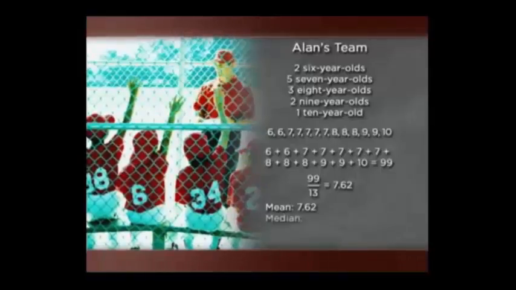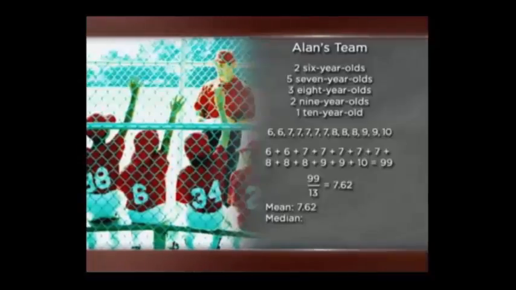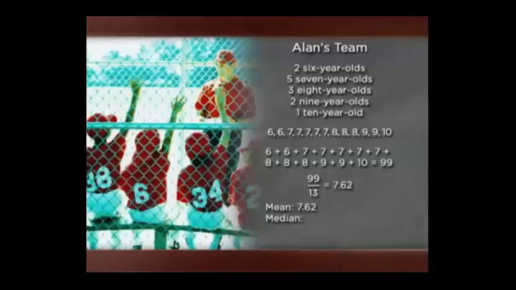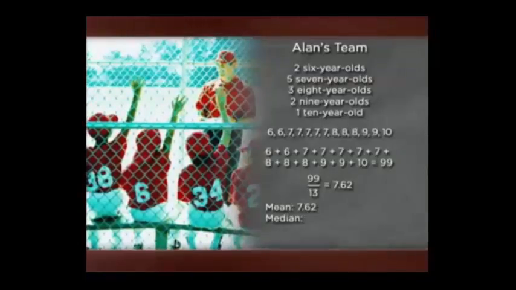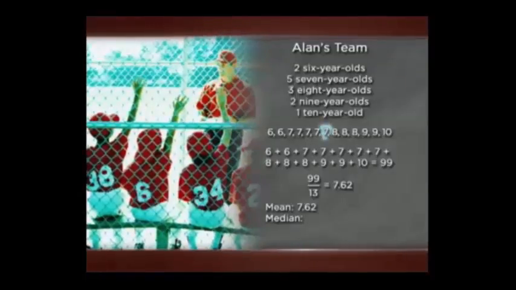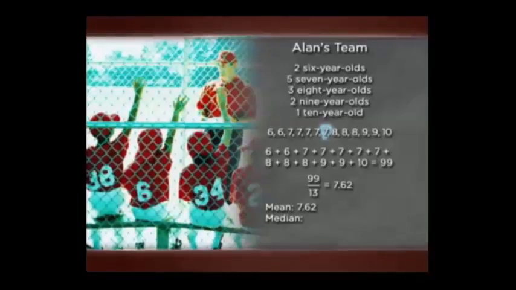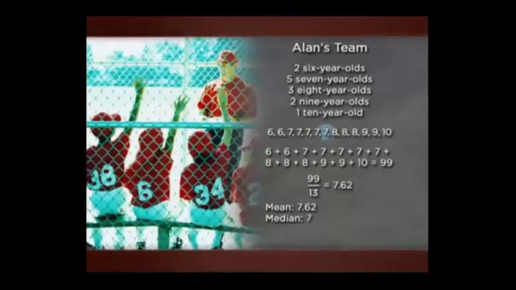Next, what's the median in this problem? Well, if you've written the numbers the way I did, in order, 6 and 6 followed by the 7s, then the 8s, the 9s, and the 10, we would see that the median is the number right in the middle of the list. And in this case, the median is 7. It's one of those 7s right in the middle. So the median age of Alan's team is 7 years old.